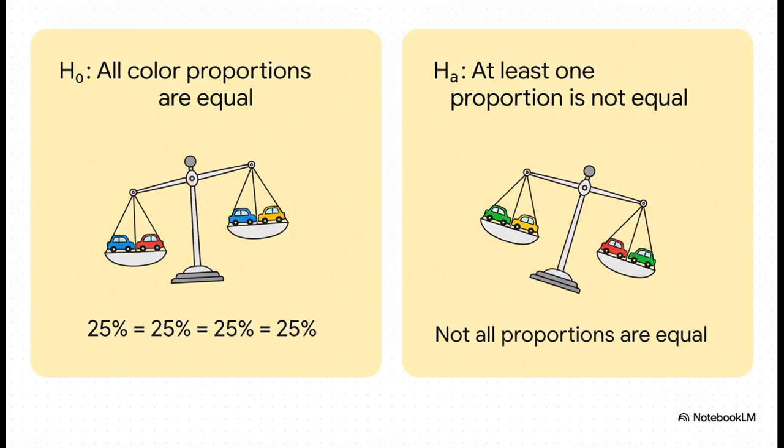Our new null hypothesis is super simple. All the colors are equally popular. Since there are 4 of them, that means each one should get 25% of the sales. The alternative hypothesis is that the playing field isn't level. At least one color is more or less popular than the others.